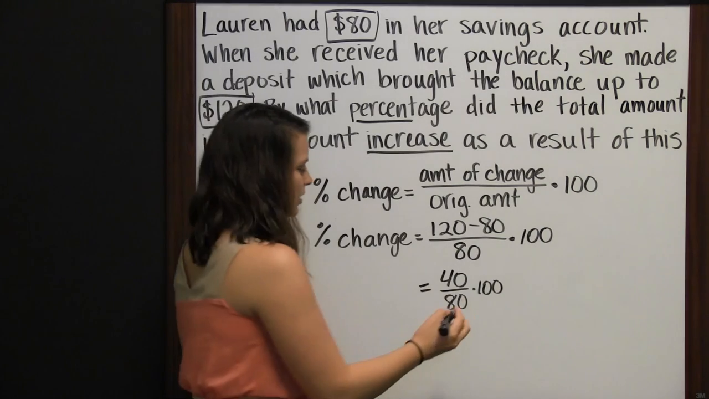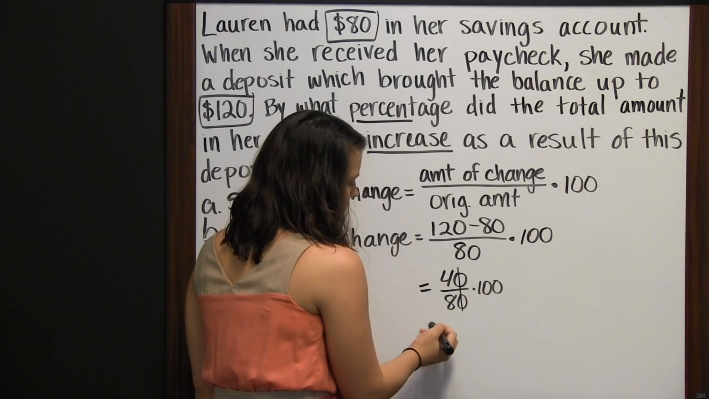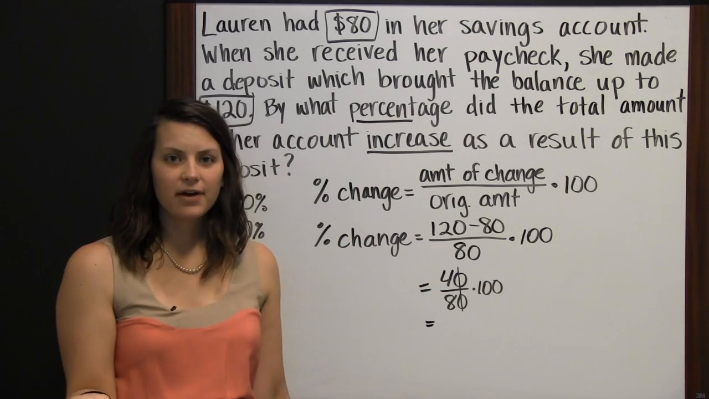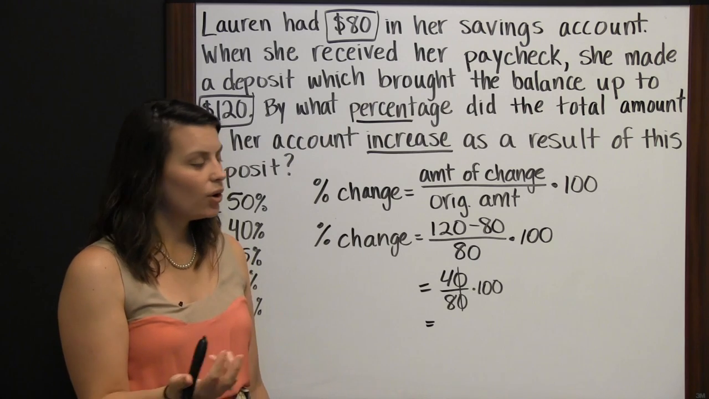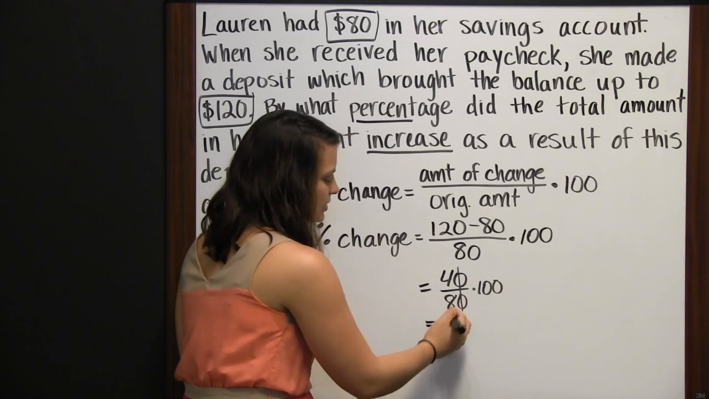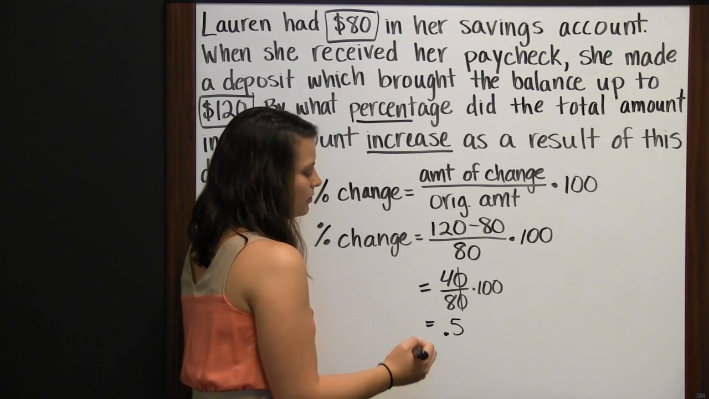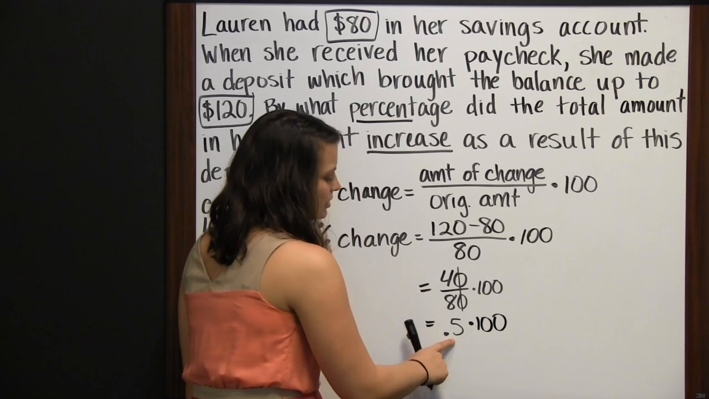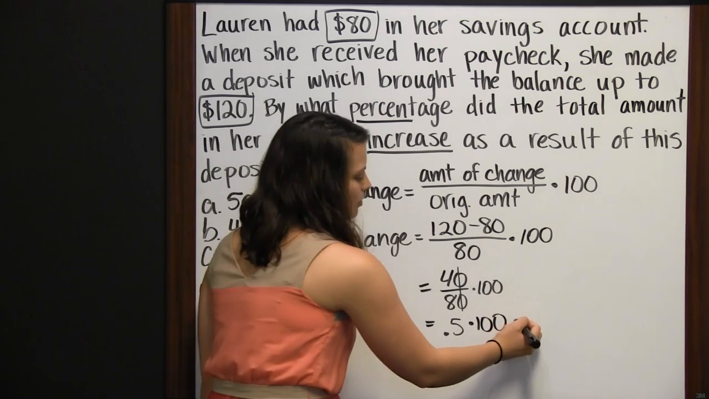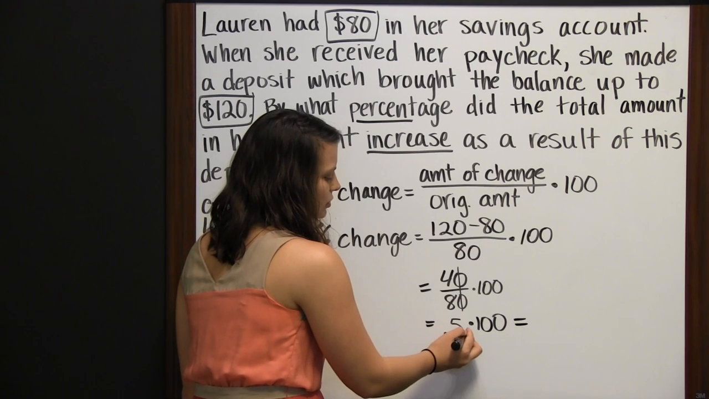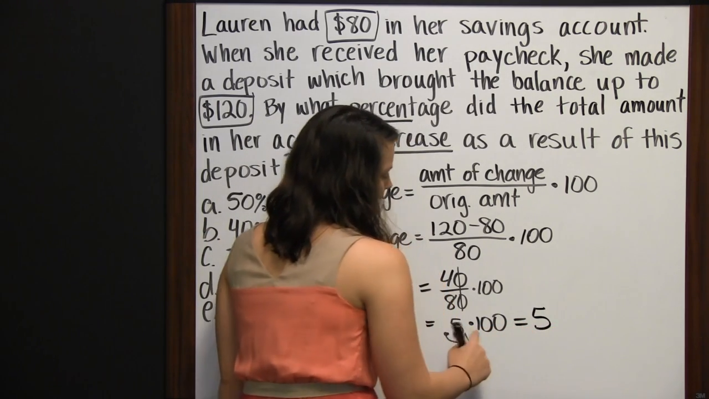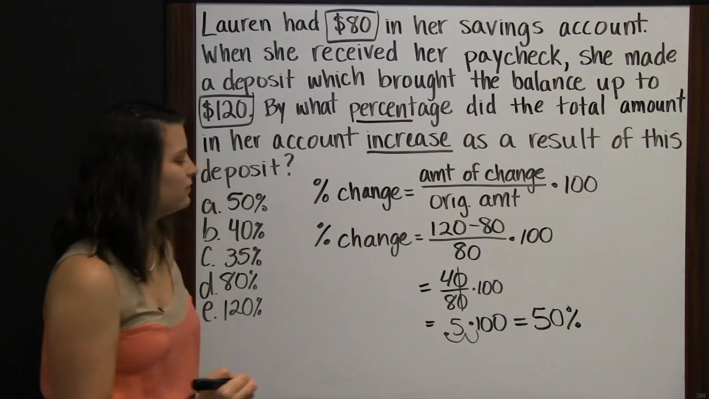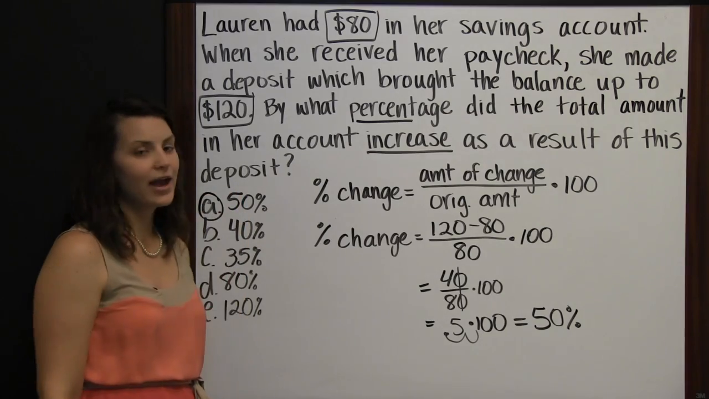To simplify this, we can first cancel a zero. So we have 4/8 times 100. And 4/8 can be simplified to 1/2, or since we want to change it to a percent, 5/10, which again is equivalent to 4/8 or 1/2. So we multiply that times 100. This is our decimal, but we want a percent. So multiplying by 100 simply moves your decimal two places to the right. And we have to fill this empty space with a zero. So it's 50%. It was a 50% increase. Answer A.